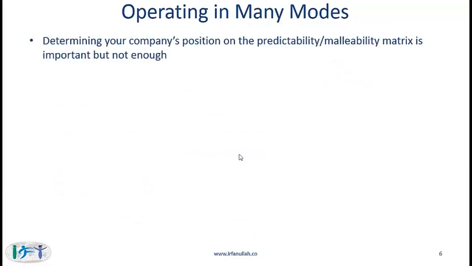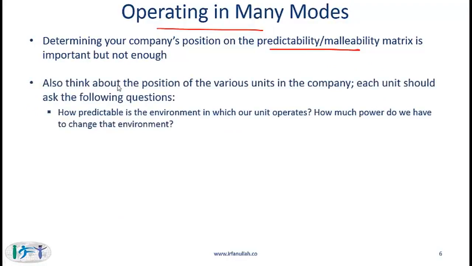Operating in many modes. Determining your company's position on the predictability, malleability matrix is important, but that is not enough. A company will have different business units, and at times a business unit within a company might have a different position on the matrix. So each business unit also needs to ask the following questions. How predictable is the environment in which our unit operates? And how much power do we have to change the environment?